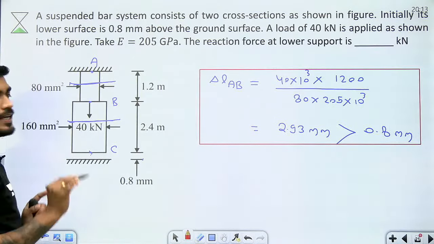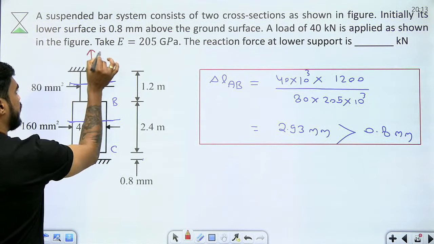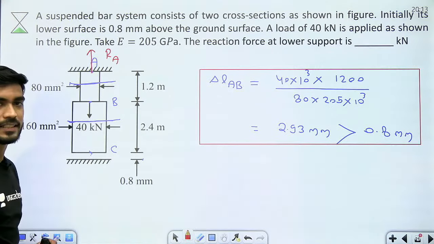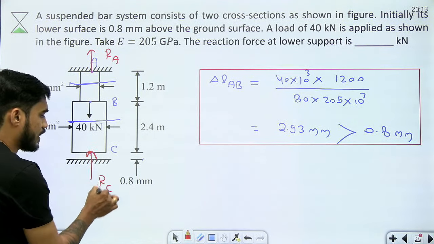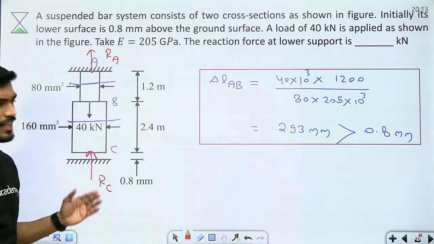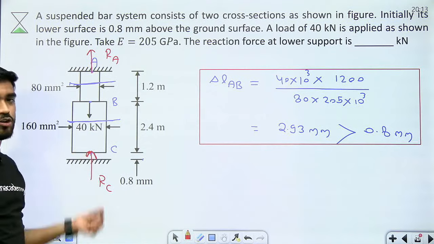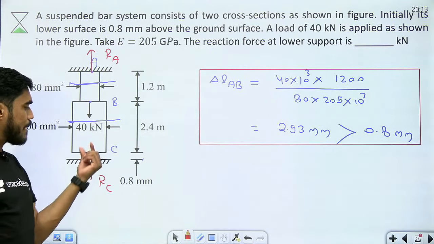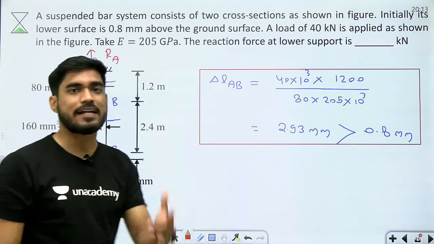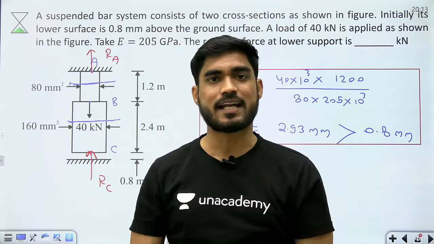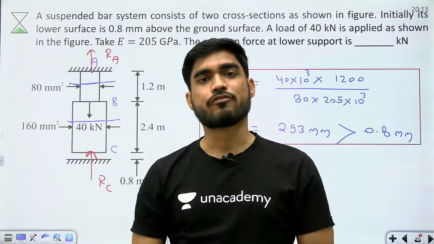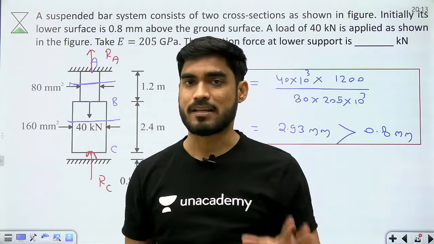तो बेटा अब देखो ये सवाल कैसे बनेगा. I will get a reaction at A like this. I will get a reaction at C like this. Now this is just my assumption. If you want, you can take RC downward. It doesn't matter. आप RC को कैसा भी ले सकते हो. I told you that this is just an assumption. If you are getting a positive answer, it means your assumption is right. If you are getting a negative answer, it means your assumption is wrong.